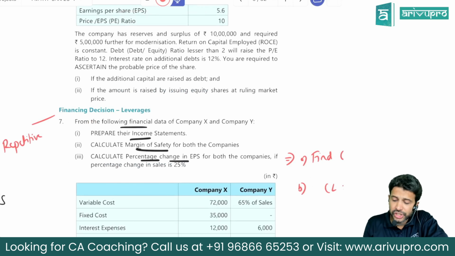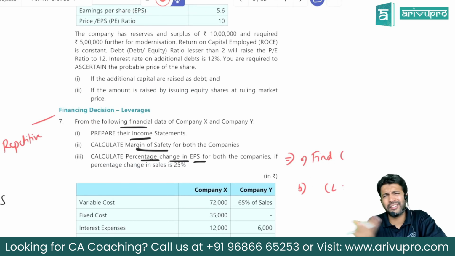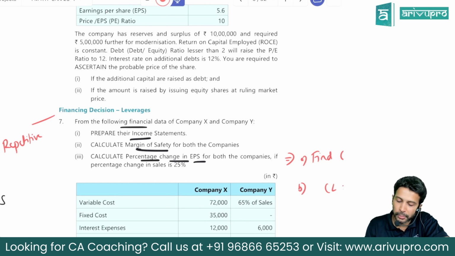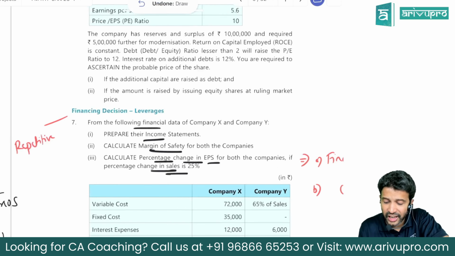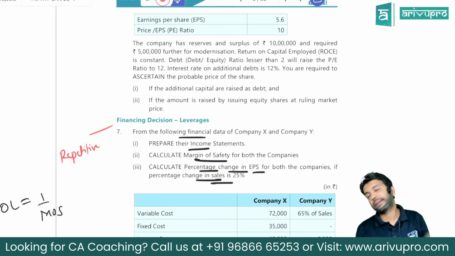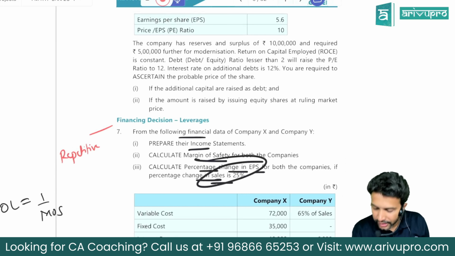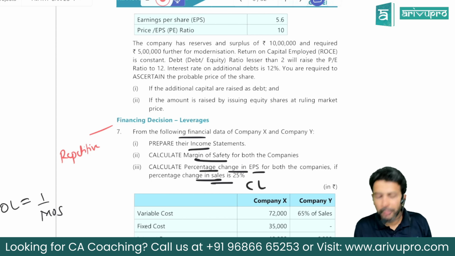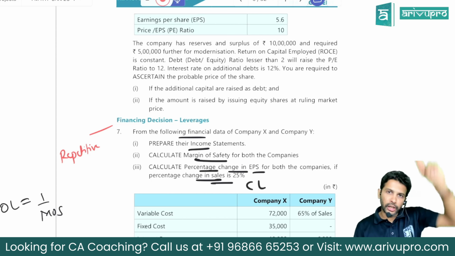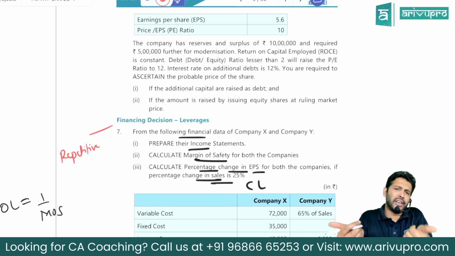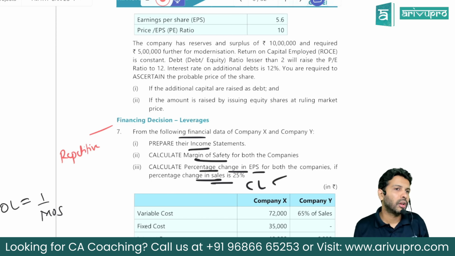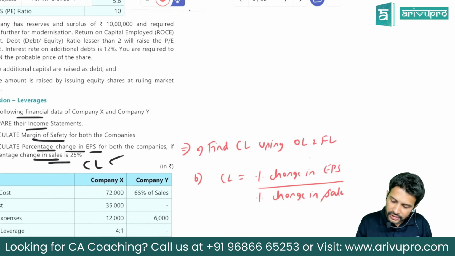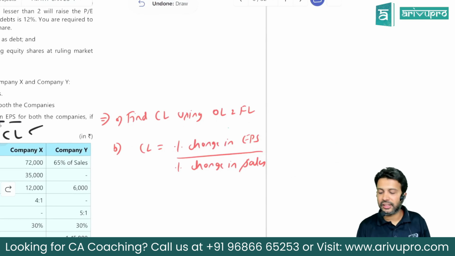Look at the third requirement. Calculate the percentage change in EPS. They've given it for 2 companies, but anyway, rinse and repeat, so we will concentrate on one. Calculate the percentage change in EPS for both companies if the percentage change in sales is 25%. Which leverage measures the relationship between sales, the topmost number, and EPS, the bottommost number? Combined leverage. If you know the income statement, you can easily calculate combined leverage. The degree of combined leverage formula is percentage change in EPS divided by percentage change in sales.